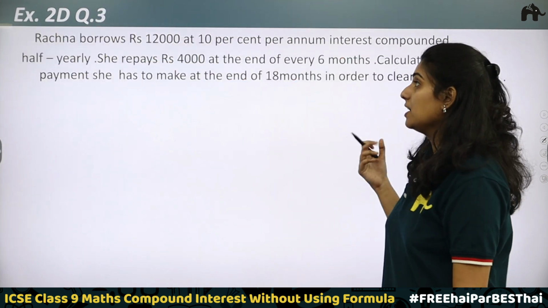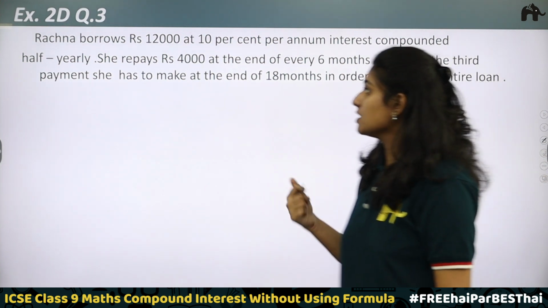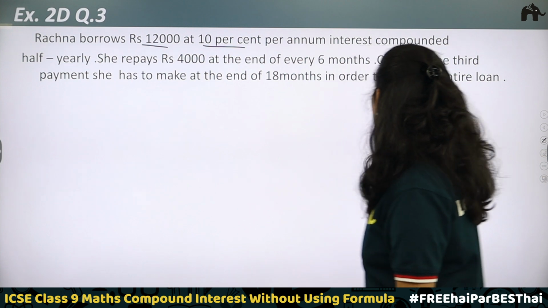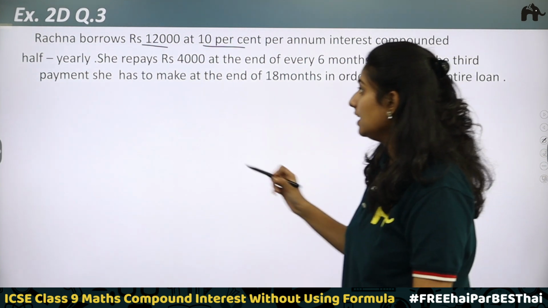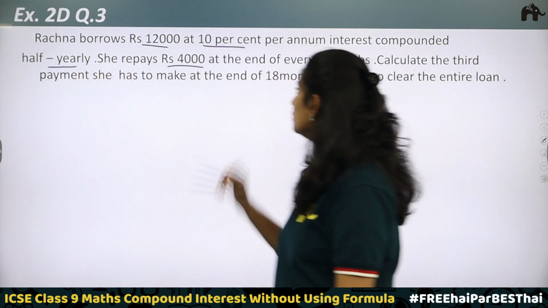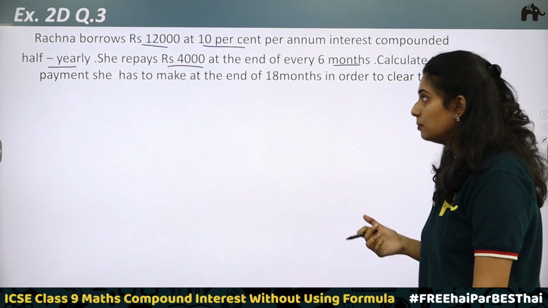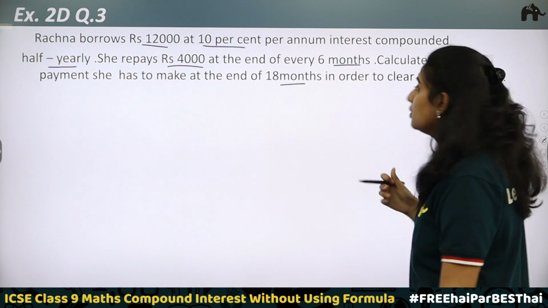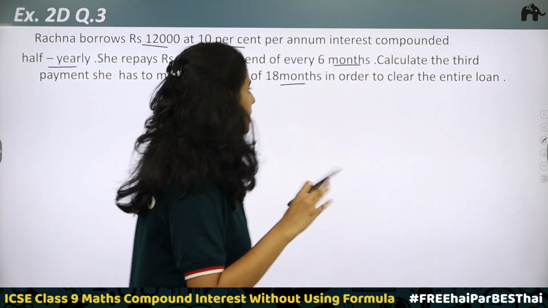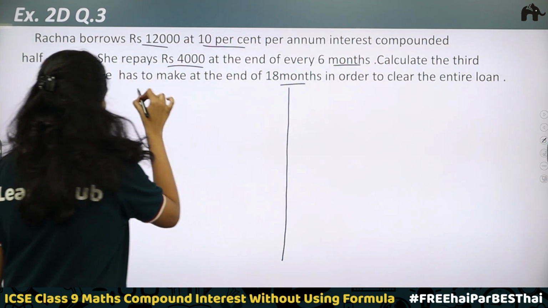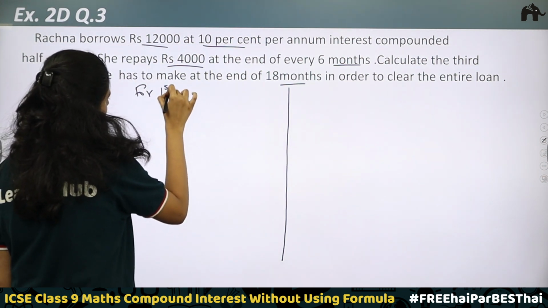6593.40. Second problem, question number 3 of exercise 2D. Rachna borrows rupees 12,000 at 10% per annum interest compounded half yearly. She repays rupees 4,000 at the end of every 6 months. Calculate the third payment she has to make at the end of 18 months in order to clear the entire loan. So, here interest is compounded half yearly for first half year.